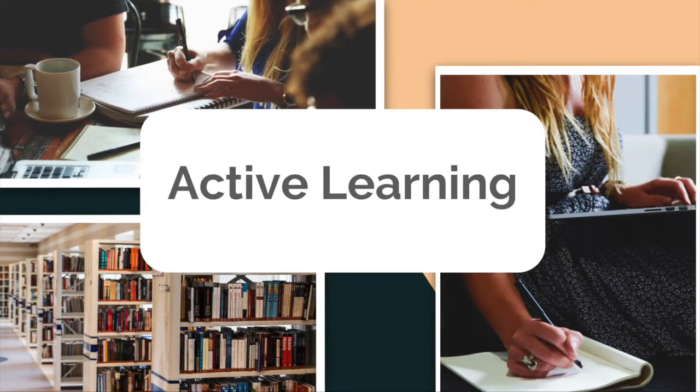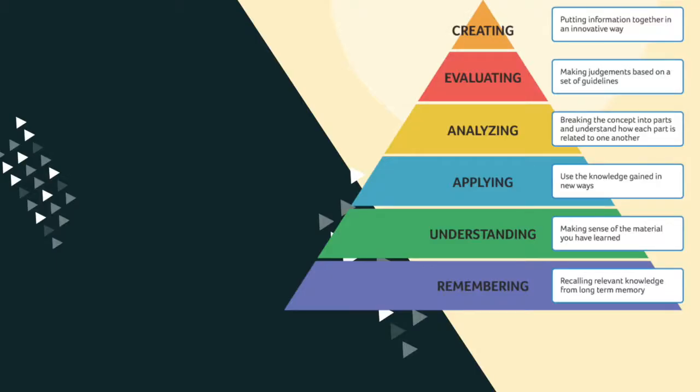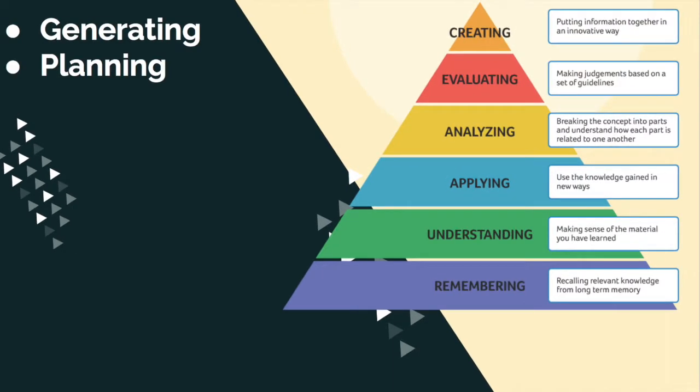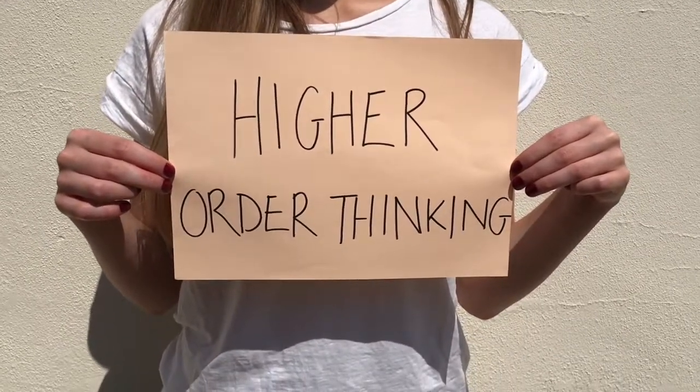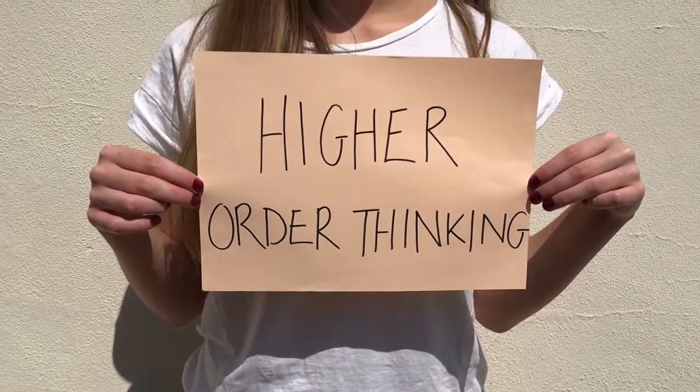Active learning. Looking at the module as a whole, it is clear to see how the active learning styles employed have encouraged my own learning and development of skills. Bloom's taxonomy was originally set out in 1956 and later revised in 2001 to include creativity, the process of generating, planning, and producing.